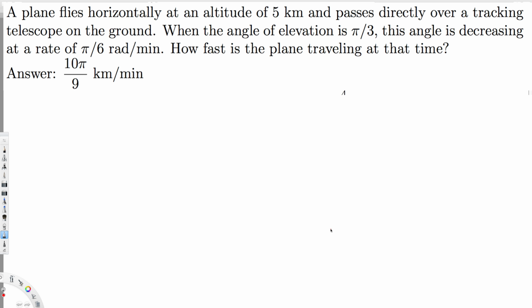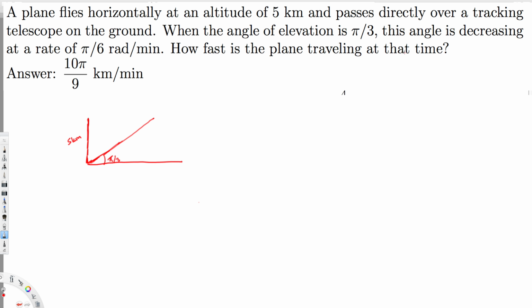So let's draw the diagram of the question. They are saying the plane is flying horizontally at an altitude, so the height is 5 kilometers, and this is the height. And also they are saying the angle of elevation is π/3, so the angle the plane is making from the ground is going to be π/3. So this is the angle.